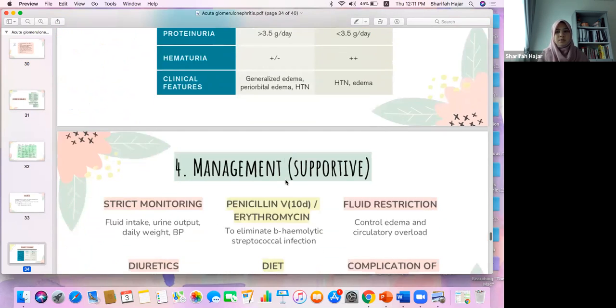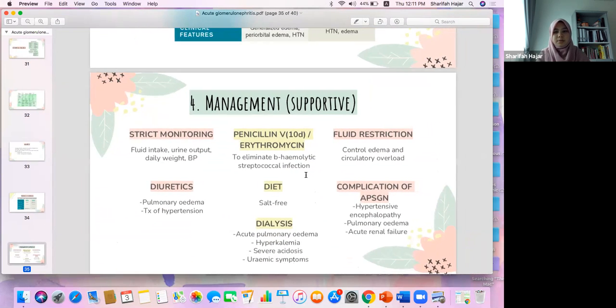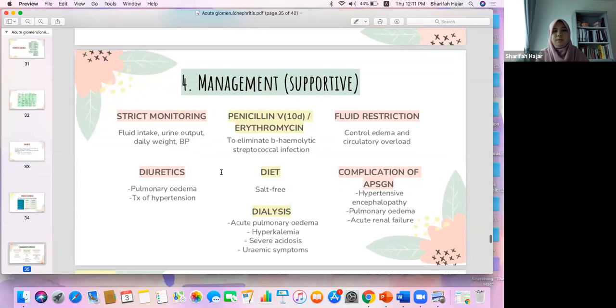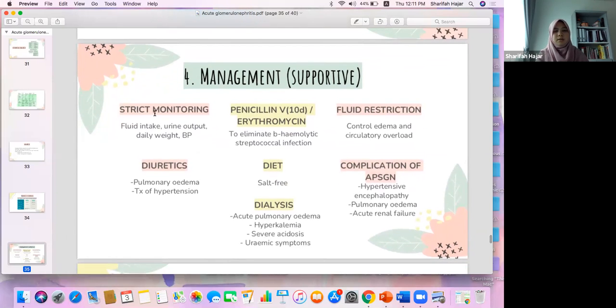Okay, so for management, it is mainly supportive management, like to repair the kidney function. Like the first one is strict monitoring of fluid intake, urine output, daily weight, and BP. And for the infection, we need to give penicillin for 10 days, or erythromycin for the patient who cannot tolerate penicillin, to eliminate the infection. Fluid restriction to control edema, diuretic for pulmonary edema and also the hypertension.